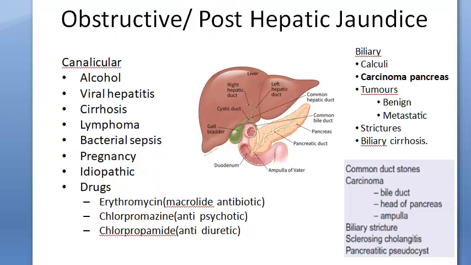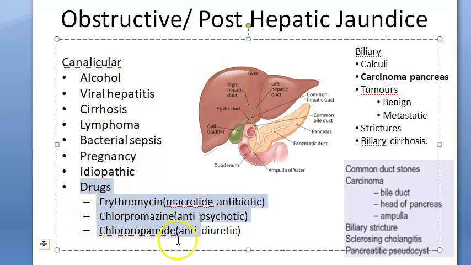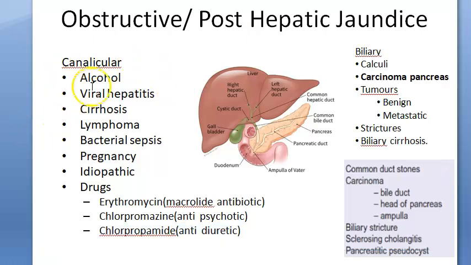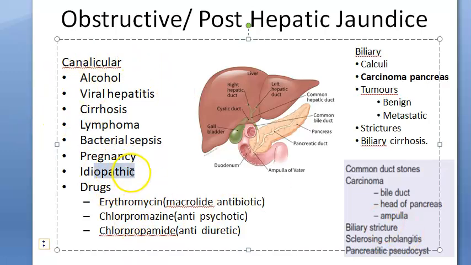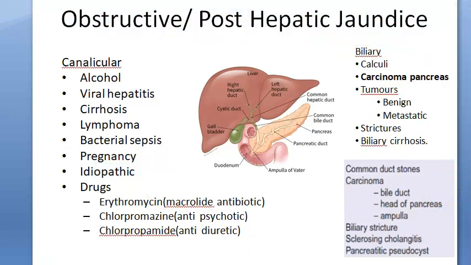See, these are very important to write. Okay. So what you should not forget: blame the pancreas, blame pregnancy, blame hepatitis, the liver is enlarged, the gallbladder stones, then tumors, strictures. Mainly don't forget the drugs: erythromycin, chlorpromazine, chlorpropamide, which is an antidiabetic. Okay. What else? Idiopathic you write off. We really don't know why it happens also. Okay. So obstructive post-hepatic jaundice.